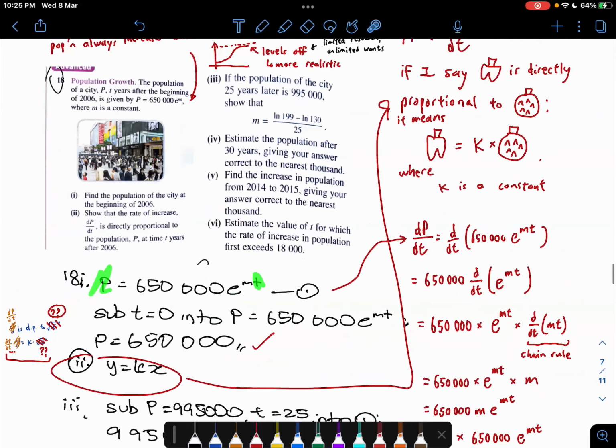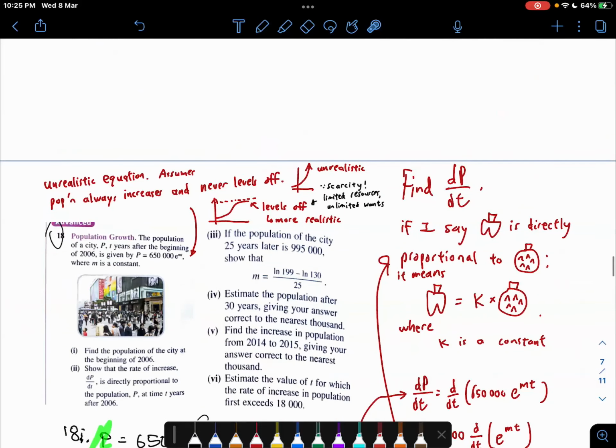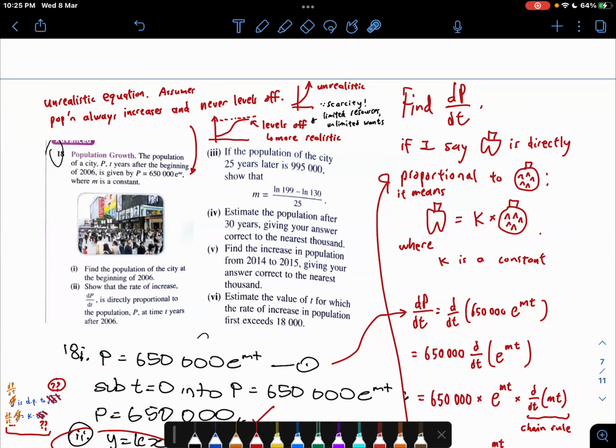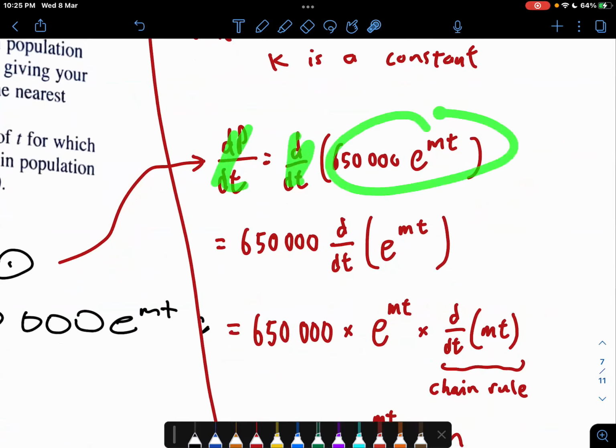Okay, here I draw apple and durian for you. That's a durian, okay? If I say apple is directly proportional to durian, it means apple equals k times durian, where k is a constant. Take note that over here, the m, just pretend it's like 20 or something. It's just a constant. So let's take a look. dp by dt means differentiate the p, which is 650,000 e power mt.